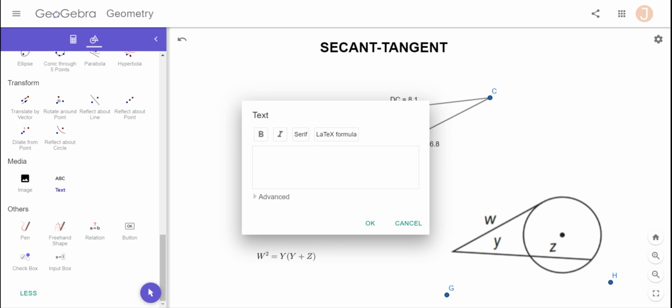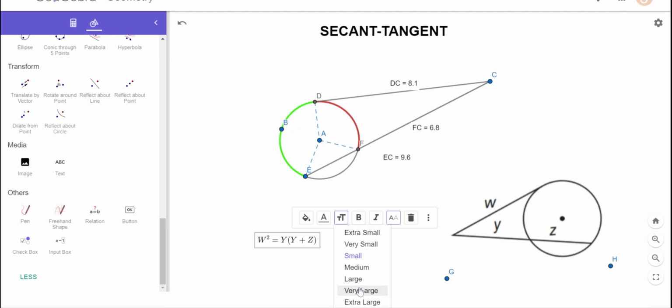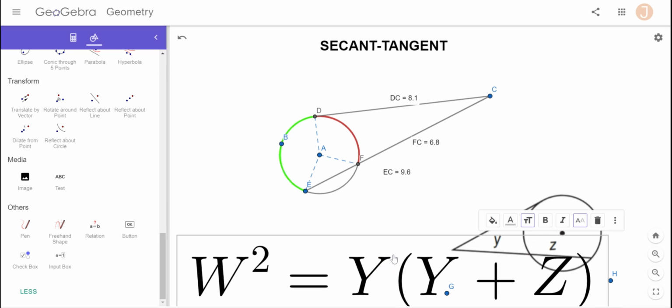Oops, give me 1 second. There we go. I just wanted to make it bigger for everybody. That's too big, isn't it?